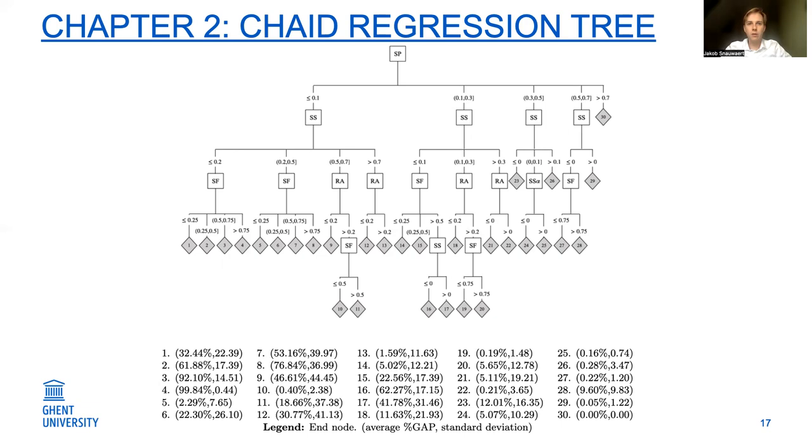From this chained regression tree, we can see that the serial-parallel network indicator SP is actually the best splitting value. That means that it has the most predictive power in terms of instance hardness. And a low SP coincides with a higher percentage gap. The second most predictive parameter is the skill strength. And for that one, the same goes: a lower skill strength coincides with a higher gap.